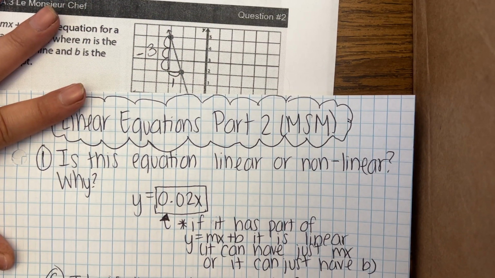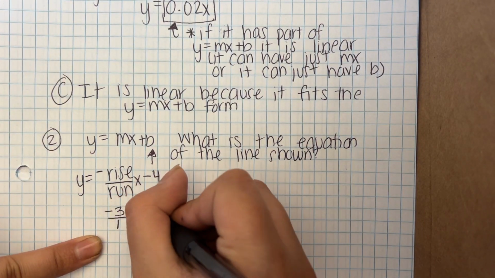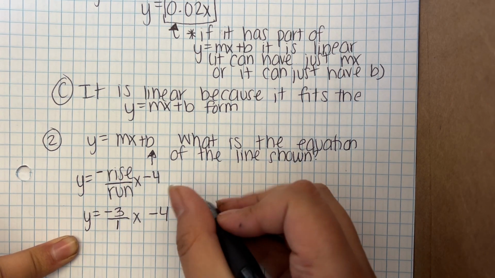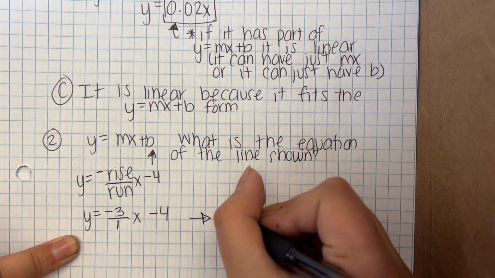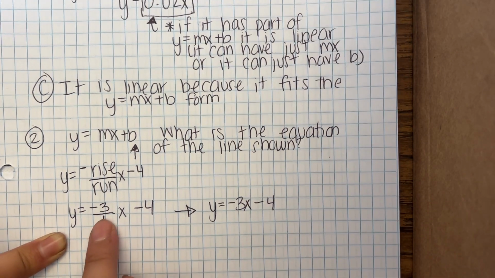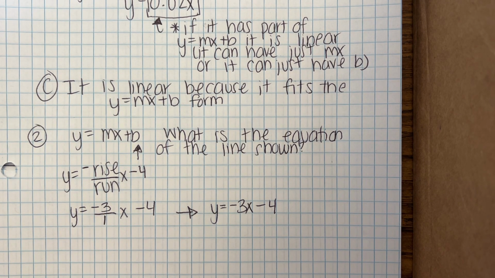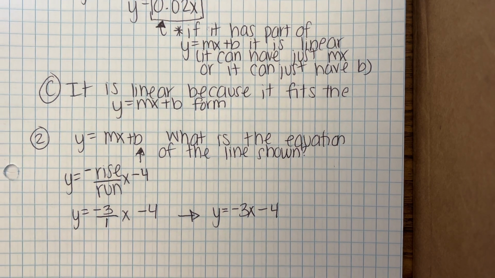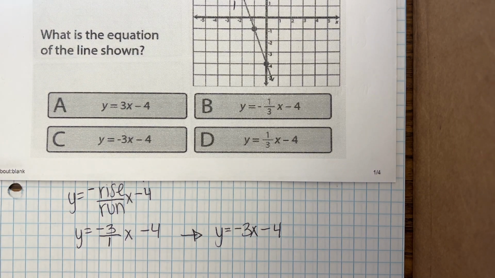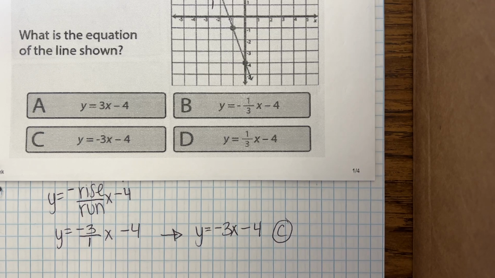So -3 over 1. And then don't forget your x, minus 4, and y equals. So another way of looking at this is y equals -3x minus 4. Because remember, any number over 1 is just the top number. So what's the top number? -3. Okay. So which of these choices would be my answer? C, right? So C would be my answer for this one.